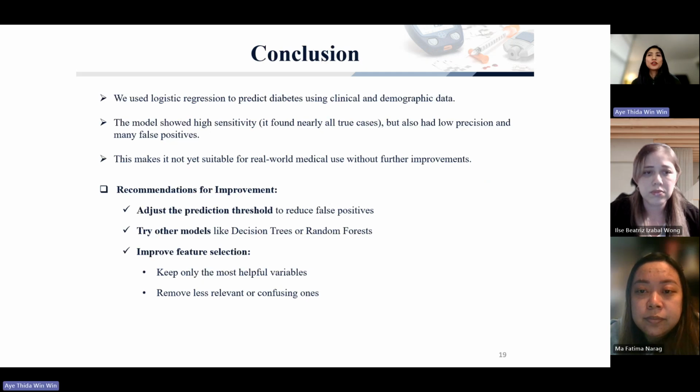Okay, to sum up, we used logistic regression to predict diabetes using clinical and demographic data. The model was great at finding diabetic cases, but also made a lot of false predictions. Because of that, it's not ready for medical use just yet. To improve it, we recommend adjusting the probability threshold, trying a better model like random forest, and refining which features we include. With these improvements, the model could become a powerful tool for early diabetes detection.